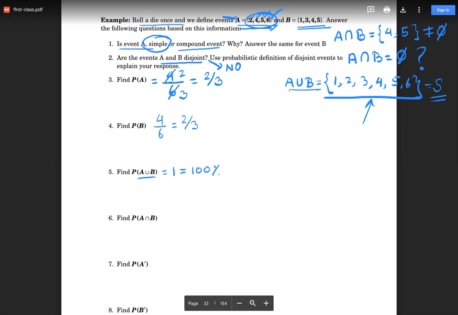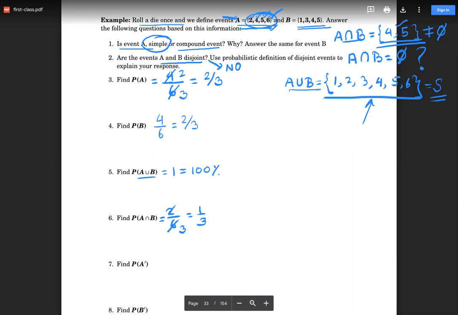Probability of A intersection B. A intersection B is 4 and 5, right? We found it over there. A intersection B is 4 and 5. So how many ways can A intersection B happen? 2 different ways, because if you roll a die, you get a 4 or you get a 5, and that is A intersection B. So which is 2 out of how many? 6, which is 1/3. 2 goes into 6 3 times.